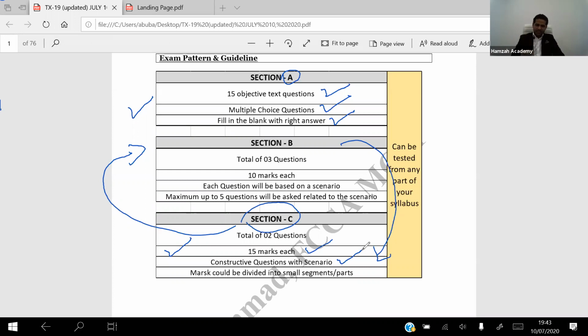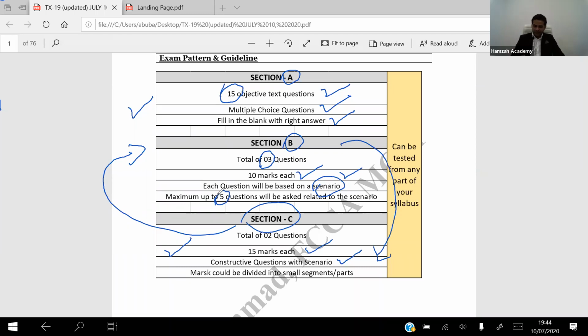Just as a brief recap, you will have section A, which will have 15 questions of 2 marks each, and then section B, which will have 3 questions of 10 marks each, and they will be scenario based questions. They will give you a scenario so you can understand the entire story of the question, and then you will be answering a maximum of 5 questions related to the same scenario.